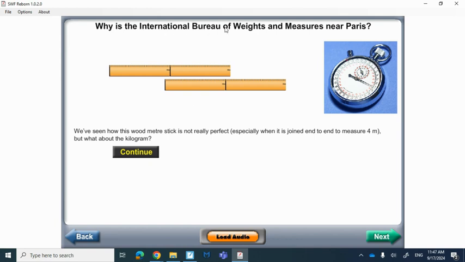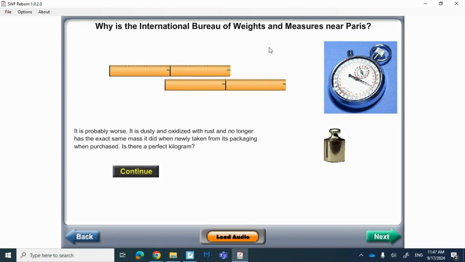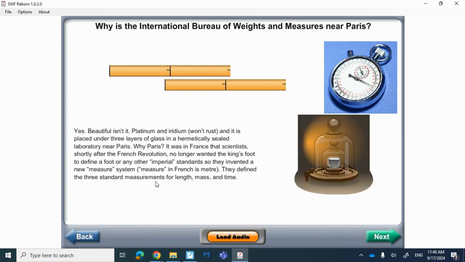So it says, why is the International Bureau of Weights and Measures near Paris? The wood meter stick isn't perfect, of course, and the answer for why it's in Paris is because they did the measurements originally to calibrate things and so on. If we had an iron block that was 1 kilogram, clearly that's not going to stay exactly 1 kilogram over time as it rusts and pieces fall off. So they have this platinum and iridium 1 kilogram chunk that's under 2 layers of glass. It's protected and so on.